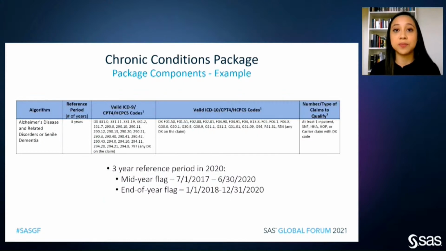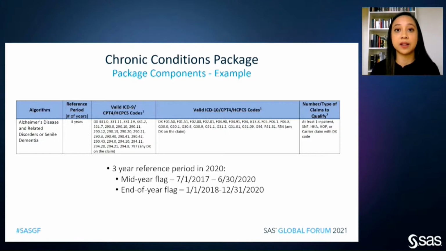This is an example of one of the published algorithms from the CCW for Alzheimer's disease and related dementias. You'll see that it has a reference period of 3 years, which means that for an outcome year of 2020, the mid-year flag looks from July 1st of 2017 through June 30th of 2020, and the end-of-year flag looks from January 1st of 2018 through December 31st of 2020.